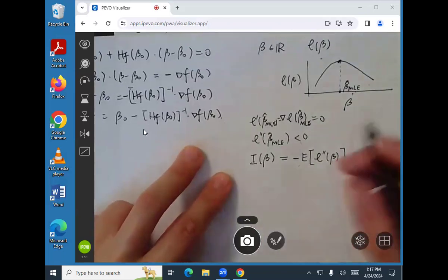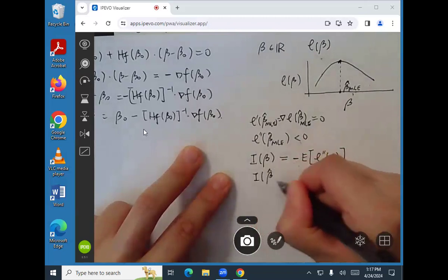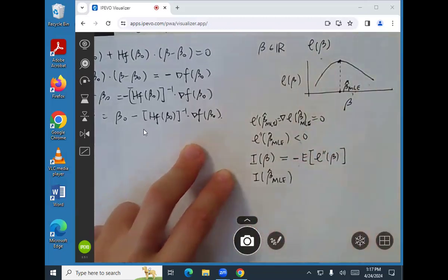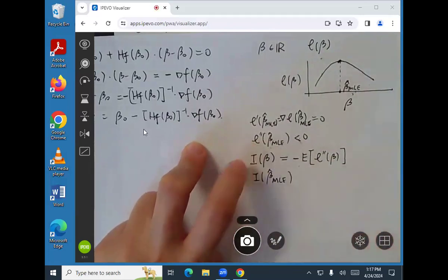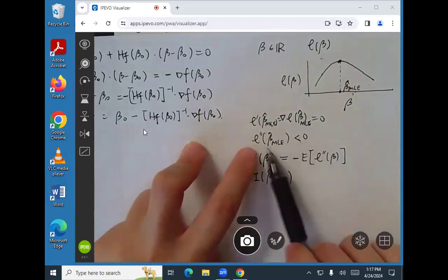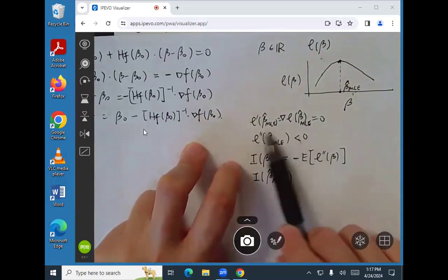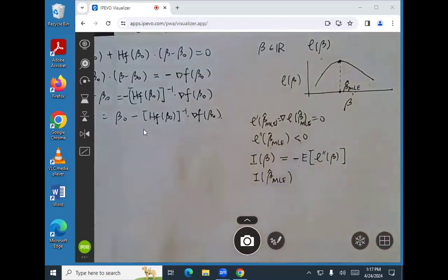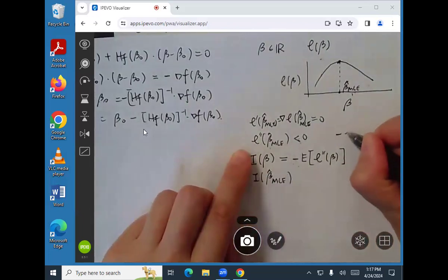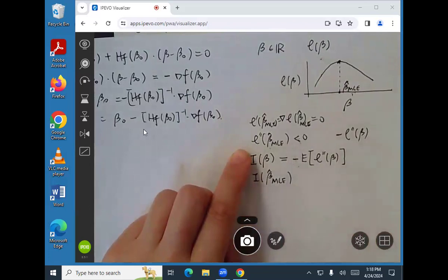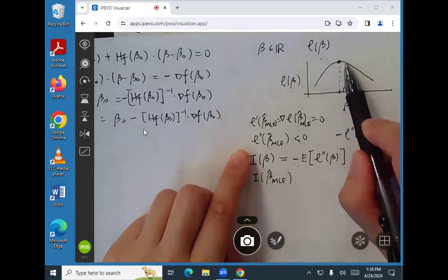Then let me ask you, what is the Fisher information at beta hat MLE? It's about the absolute value at the beta hat MLE. Sorry, I should say that because it's negative, taking the negative sign gives us the absolute value. Then this negative second derivative at beta hat MLE is called the curvature, about how curved this part is.